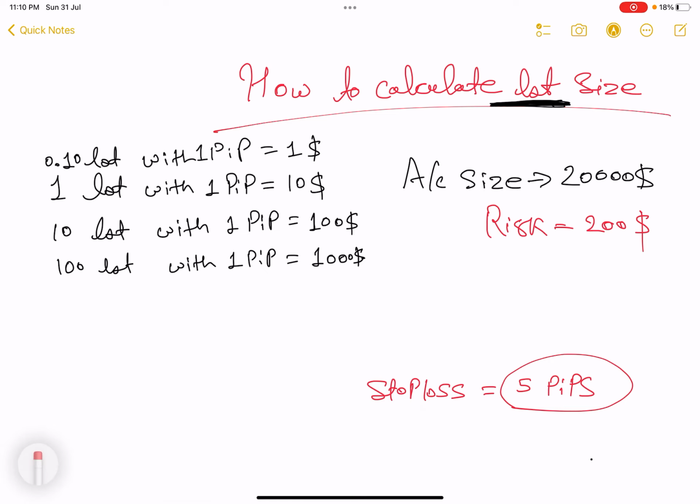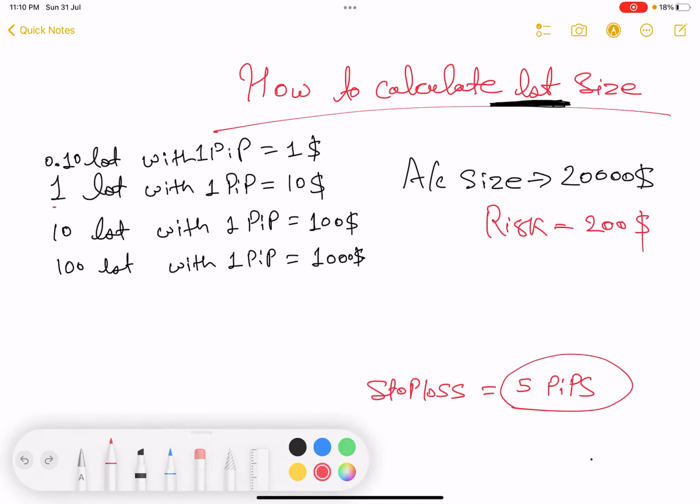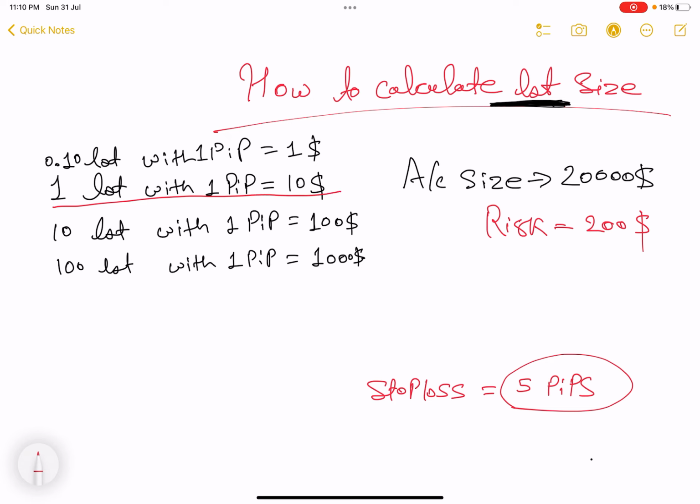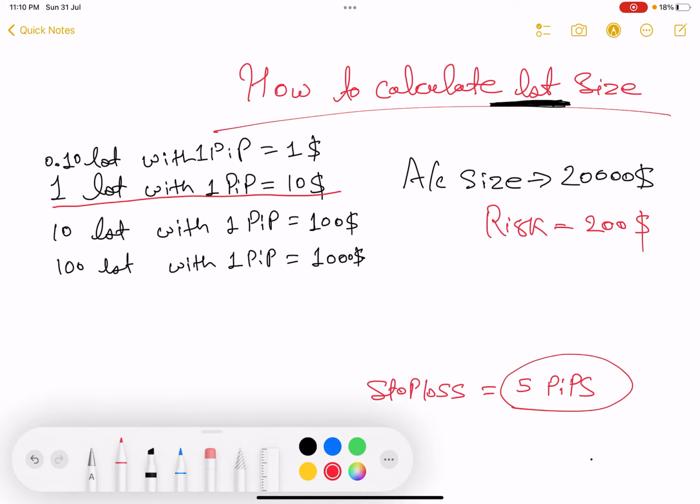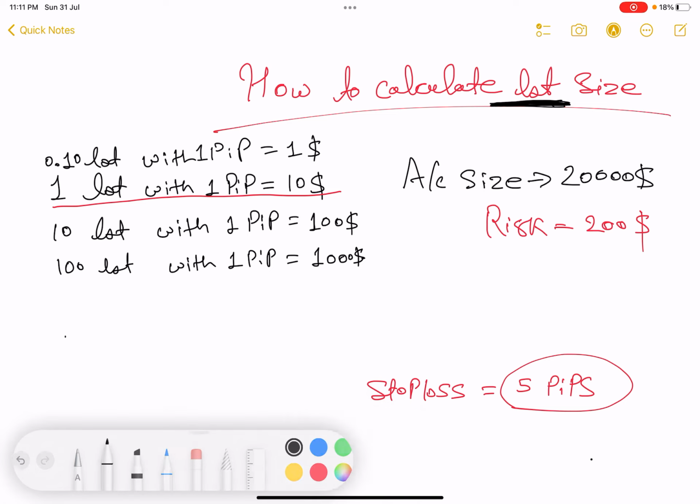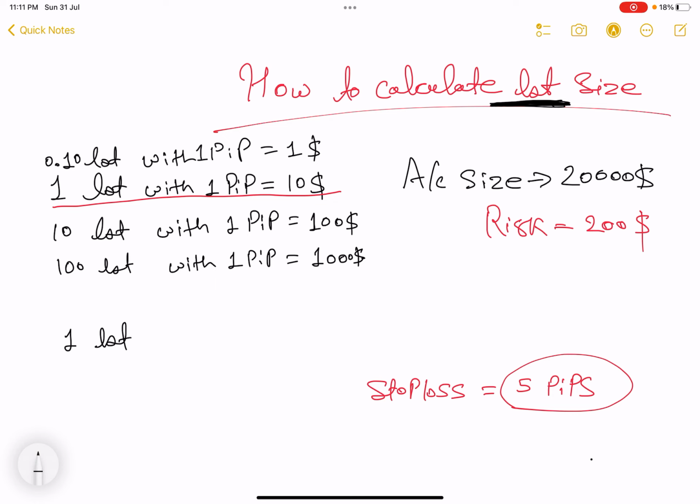So right now let's just take this lot size, one lot. Here one lot with one pip equals $10. So what is my stop loss? My stop loss is 5 pips. So one lot with 5 pips equals $50, right? It will be 5 times. Here it was 1 pip, so it was $10.